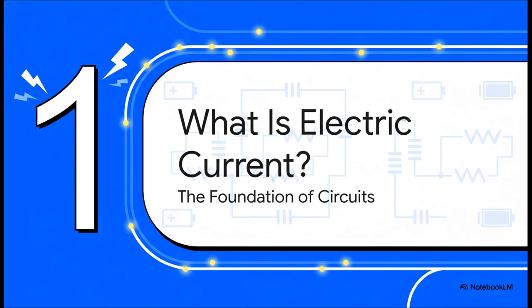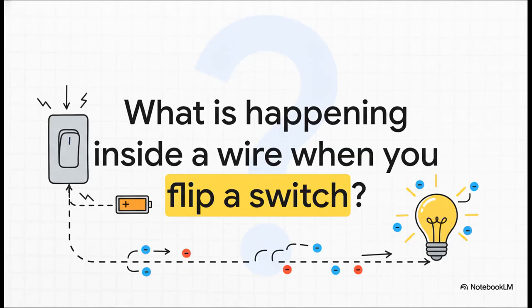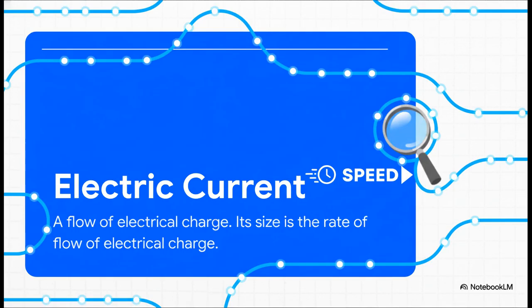We are going right back to basics, looking at the absolute foundation of every single circuit out there, electric current. Now, before we get to the official definition, just think about this for a second. You flip a light switch, and the bulb comes on instantly, right? But what is really happening inside that tiny little wire to make that possible? And there it is. That's the official AQA definition you'll want to have in your back pocket.